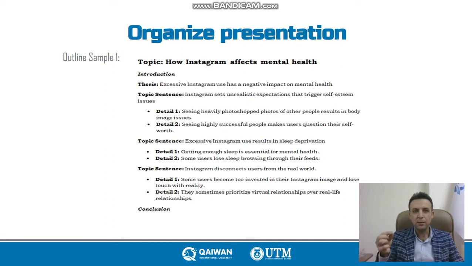So, based on this thesis, we realize that the information in this essay is going to be about the bad effects of Instagram on our mental health. In order to show these negative impacts, of course, we have, let's say, 3 body paragraphs. In each body paragraph, we talk about one aspect of these negative effects.